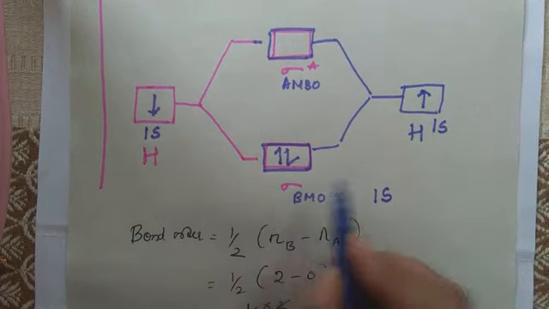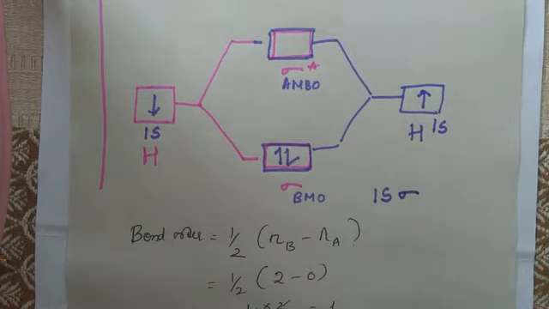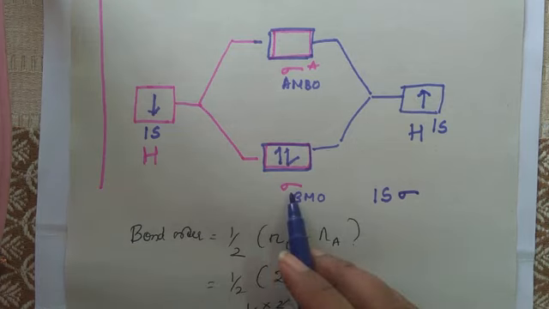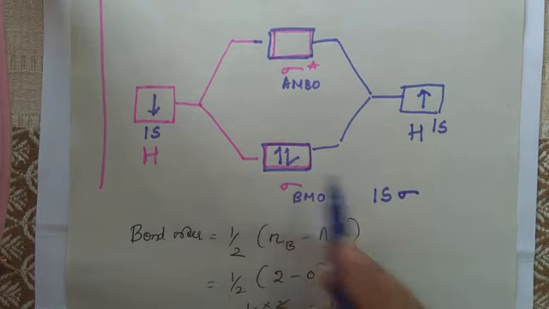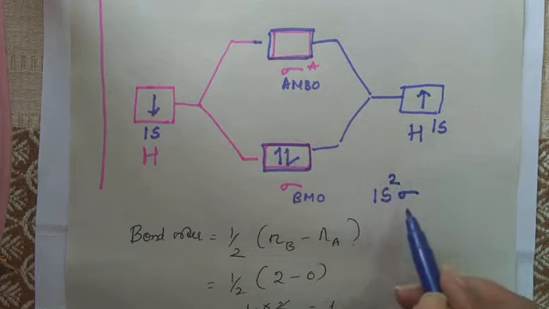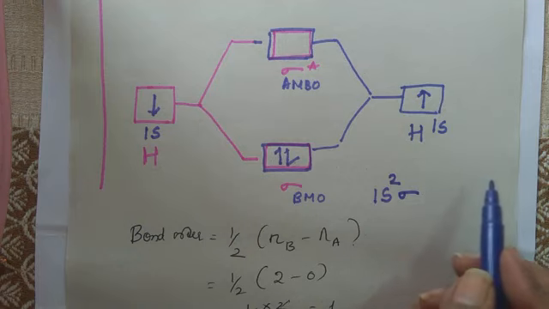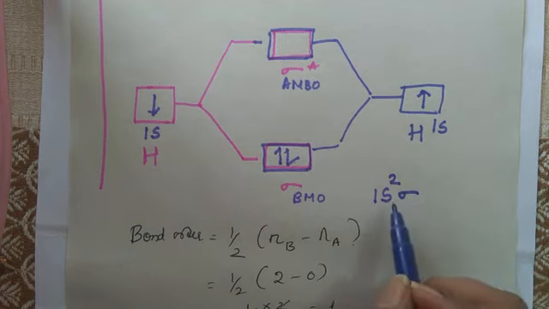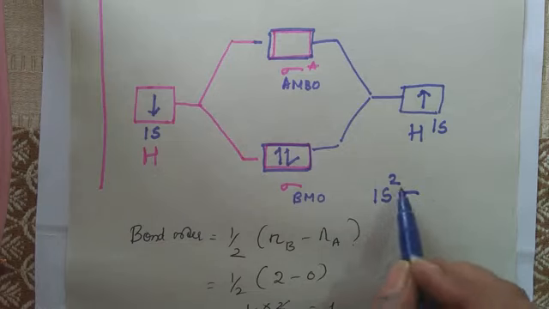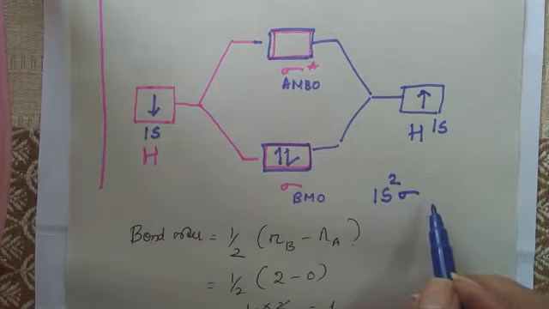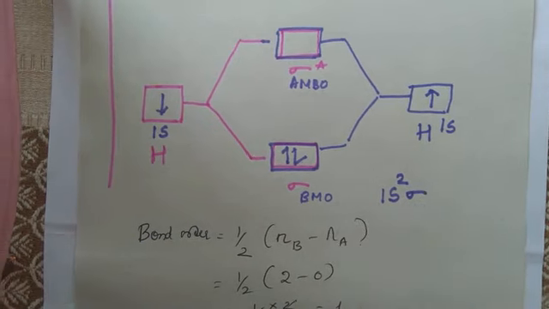Which bond is formed? Sigma bond is formed. Correct? Sigma bond. Bonding or anti-bonding? It is bonding. How many electrons are here? So it is 1s to sigma. Okay, 1s to sigma and sigma star 1s0. Since there aren't any electrons, I am not showing it here. So 1s to sigma is the electronic configuration of the hydrogen molecule.